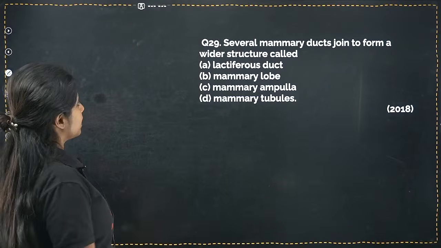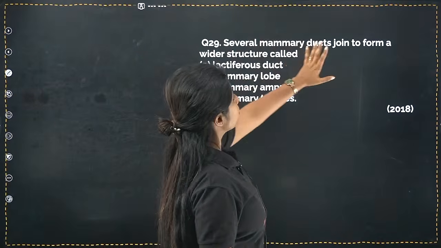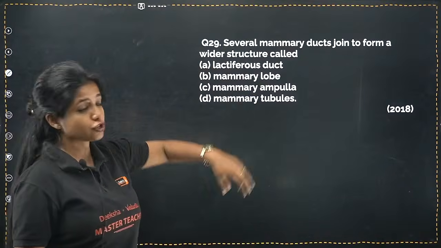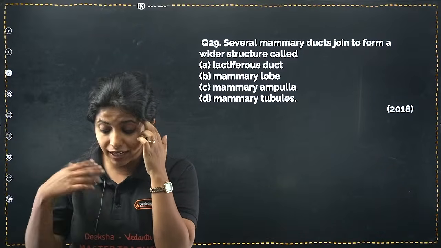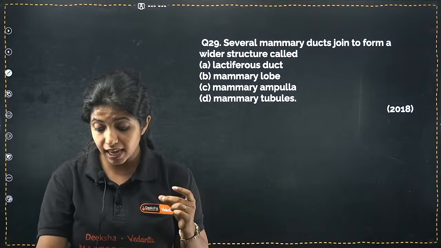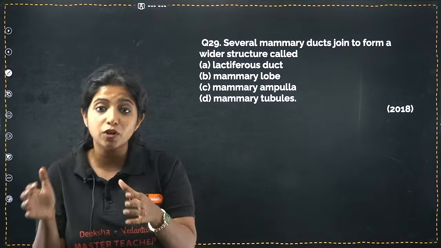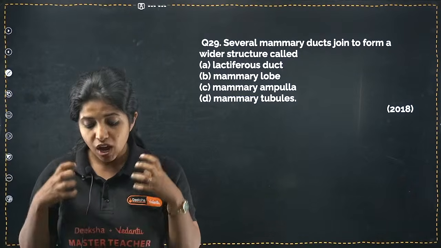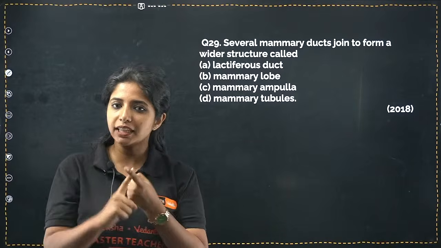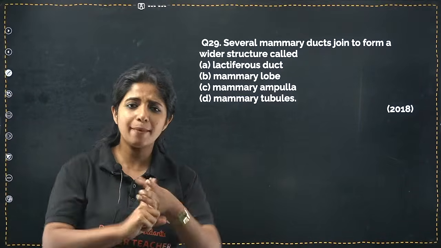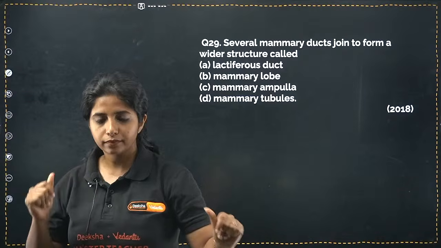Yes, perfect. Now let's think. Question number 29: several mammary ducts join together to form a wider structure called what? This is about the mammary gland, where several ducts come together to form a wider structure. What do you call this wider structure? Lactiferous duct, mammary lobe, mammary ampulla, or mammary tubules?